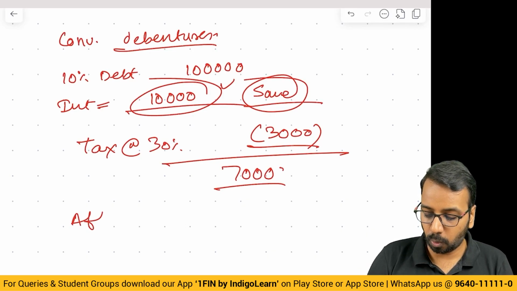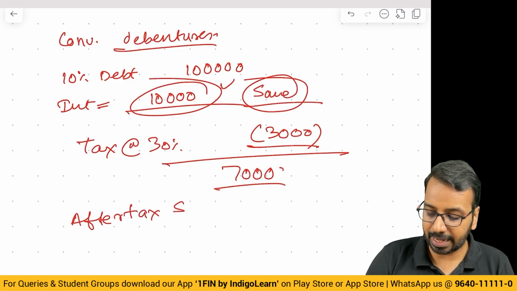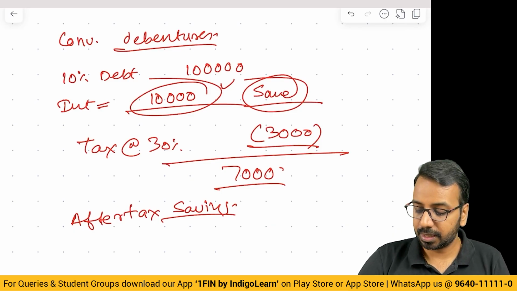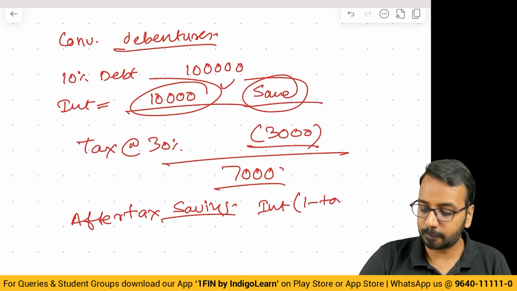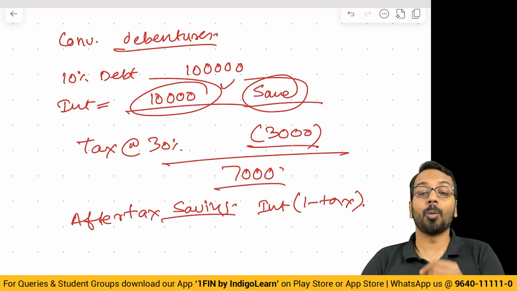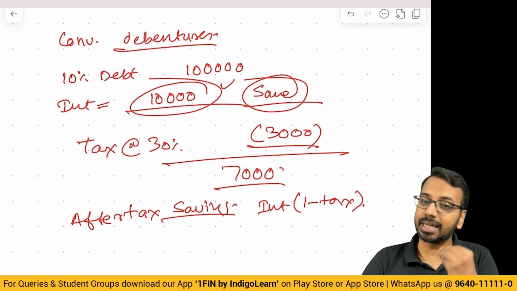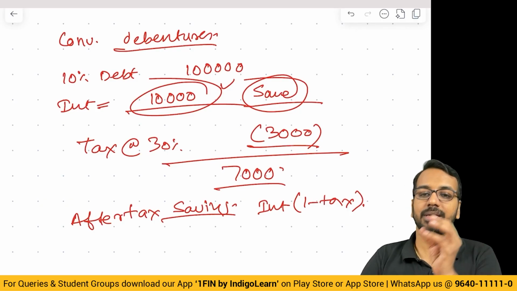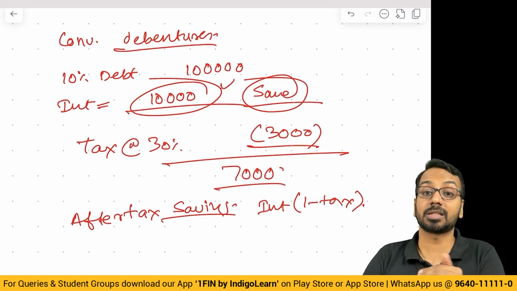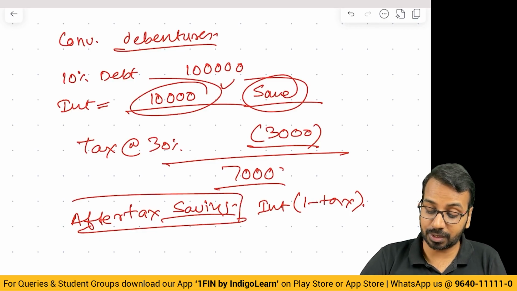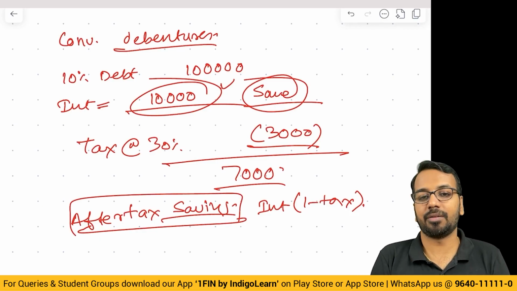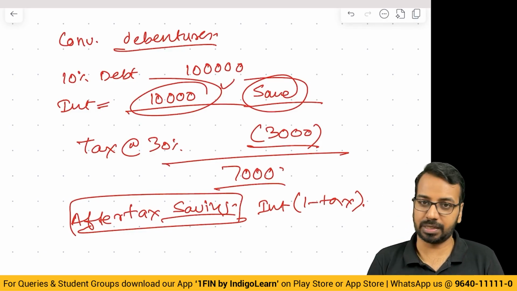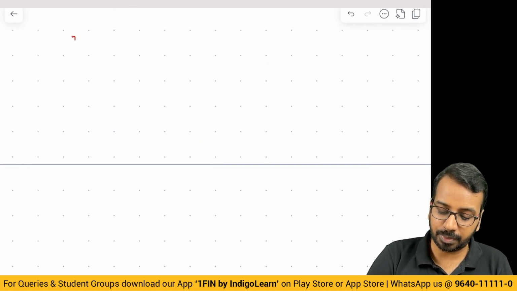So we have to see what is the after tax savings. How to calculate that after tax savings? Interest into 1 minus tax rate. So whenever we are calculating diluted earnings per share, you will take earnings available to equity shareholders as per basic earnings per share plus any savings after tax. For preference dividend, tax is not relevant because we don't have any tax payable on preference dividend. Okay. Then sometimes there may be share options.